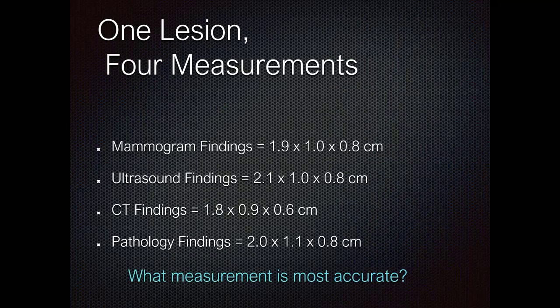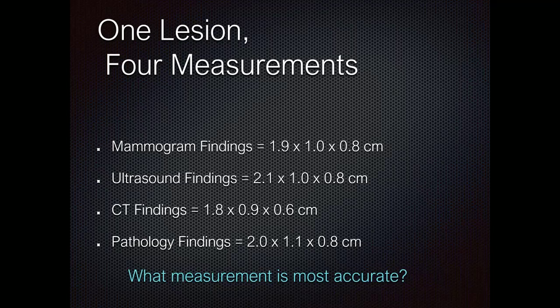Here's another example. So we have one lesion. Let's say we're looking at a breast tumor. The mammogram, which is just an x-ray of the breast, says it's 1.9 by 1.0 by 0.8. The ultrasound measured it at 2.1 by 1.0 by 0.8 centimeters. And then they did a CT for their stereotactic biopsy, and they found that to be 1.8 by 0.9 by 0.6. And then you get the lumpectomy in your lab, and you measure it at 2.0 by 1.1 by 0.8 centimeters. Now, of all four of those different values, which one would you put your money on?